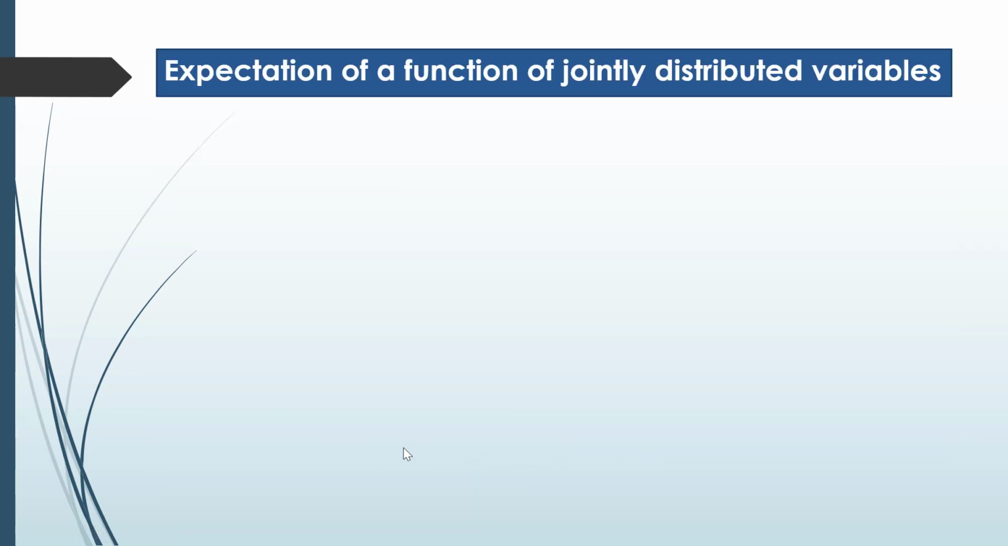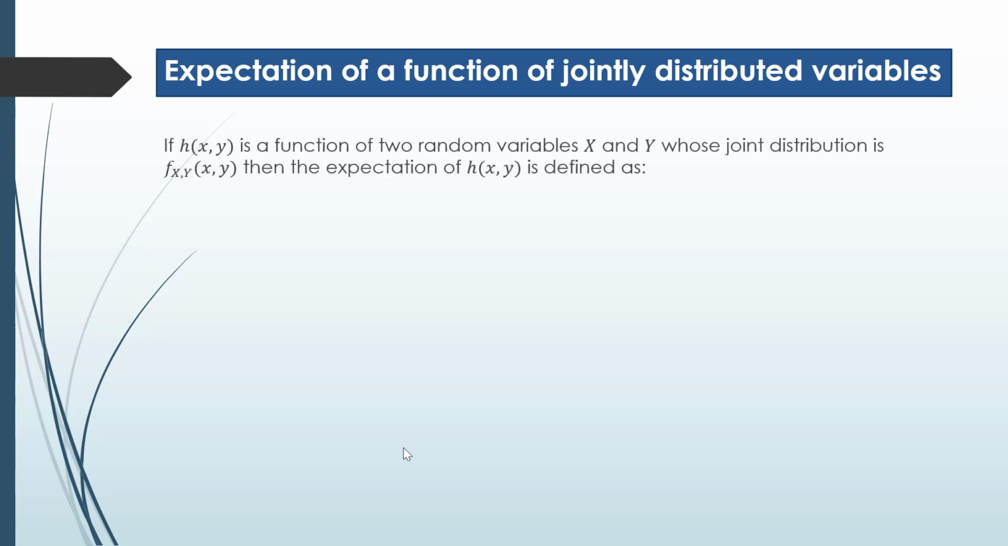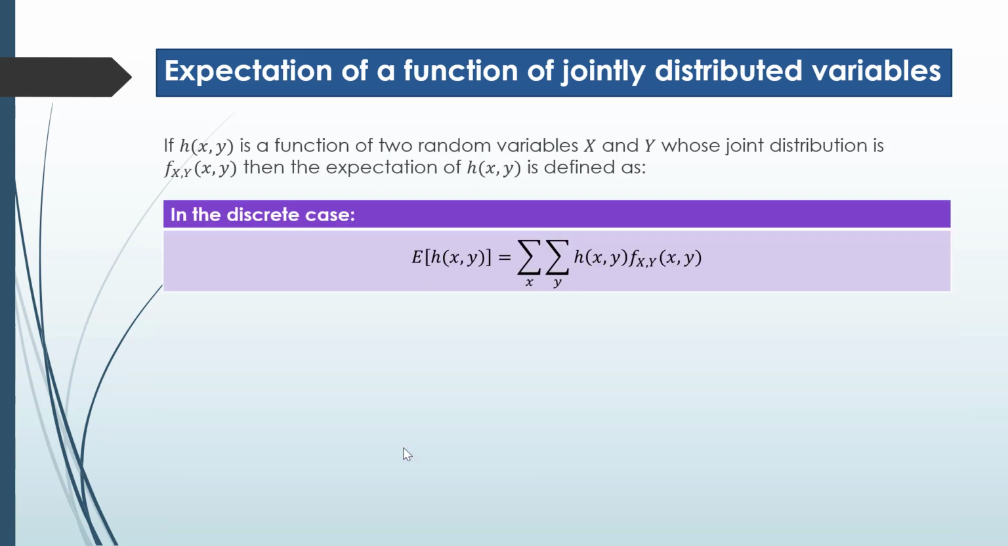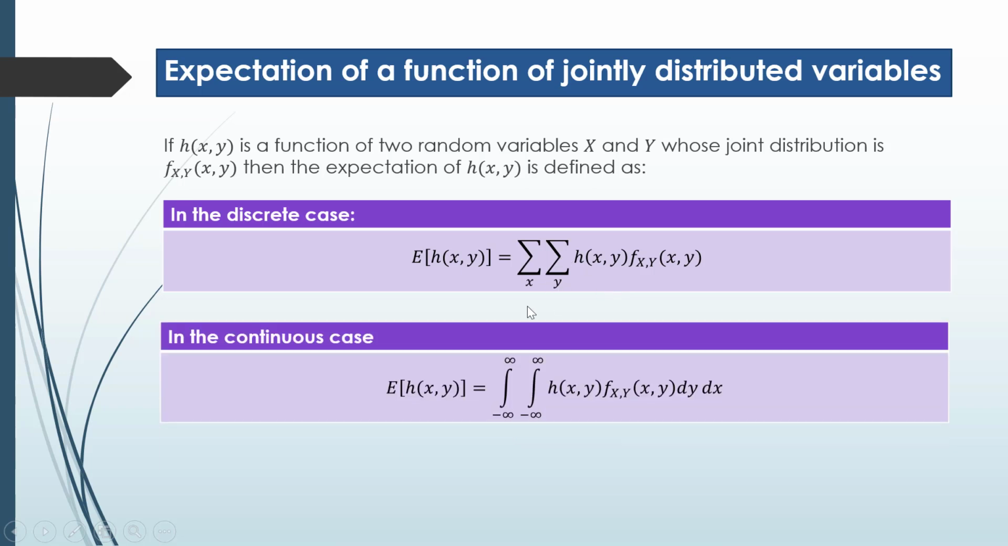Next, the expectation of a function of jointly distributed variables. If h of x and y is a function of two variables x and y, whose joint distribution is f capital XY of x, y, then the expectation of the function h of xy is defined as, in the discrete case, the double summation, and in the continuous case we use double integrals.